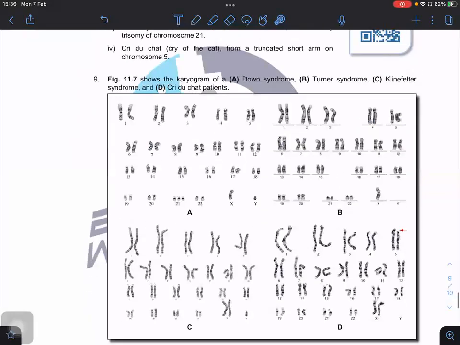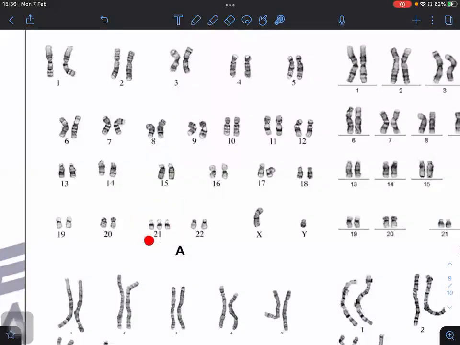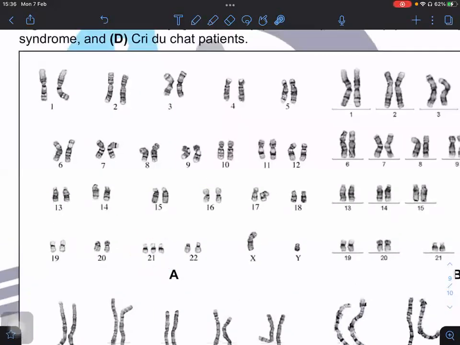So you can see, guys, in this diagram, if I enlarge it, A is actually trisomy 21, Down syndrome. Can you see that? Down syndrome. So we can actually arrange A. How come we have an extra chromosome 21? So it means that it must be Down syndrome. Okay.